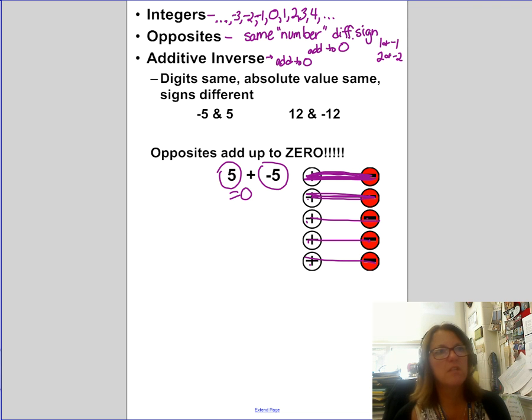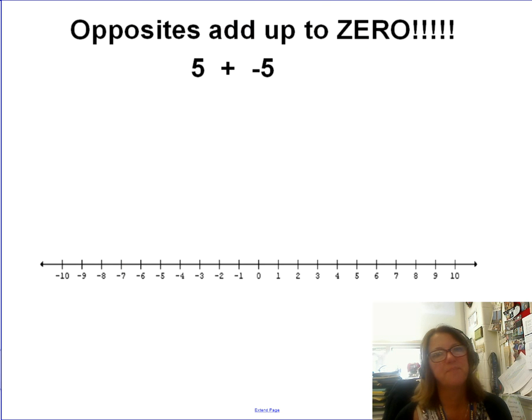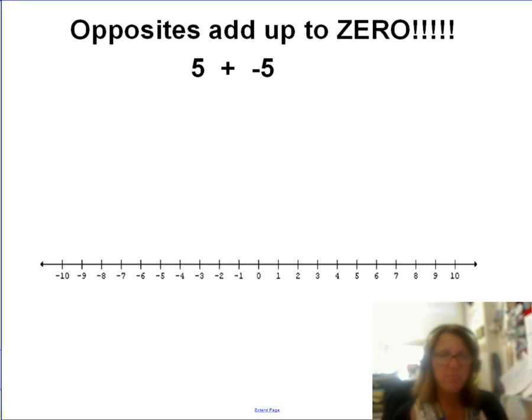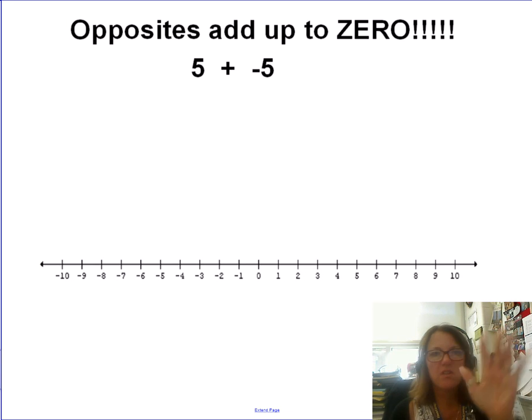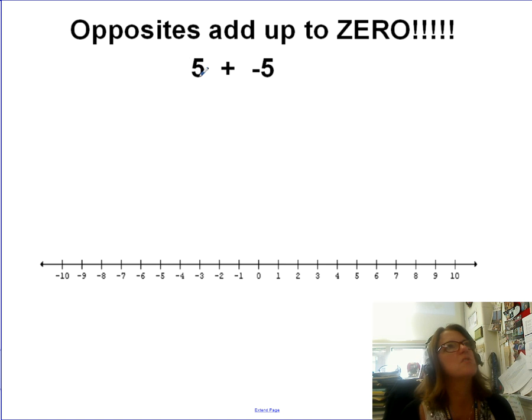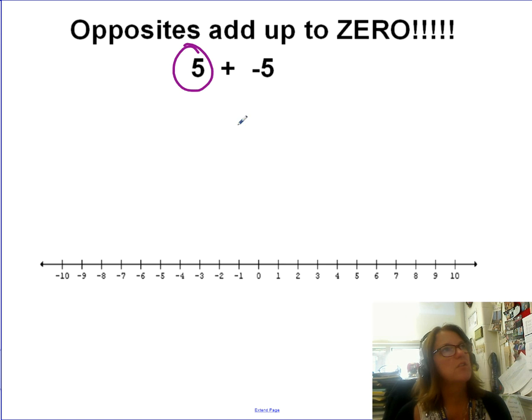Okay? They're evenly matched, so they kind of counteract each other and they go to 0. Another way you can think of it or draw it, and for some people this model makes sense, is you use a number line. And when you start to illustrate things on a number line, you look at the first number.